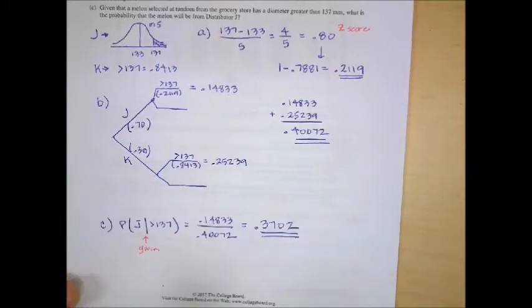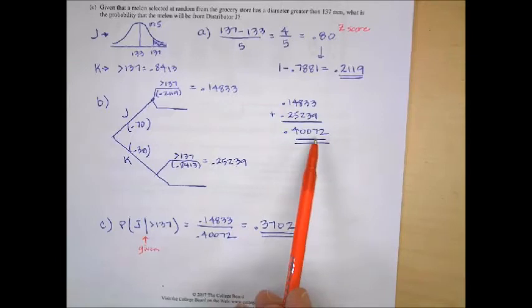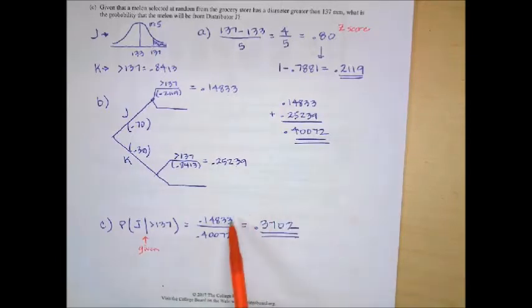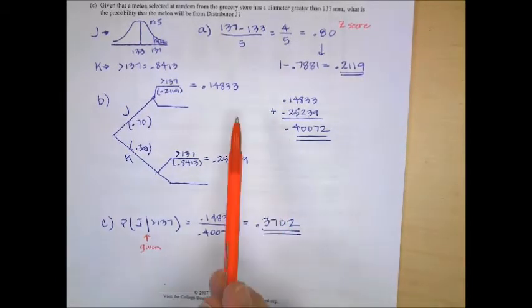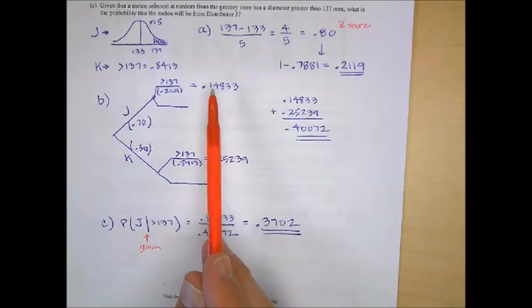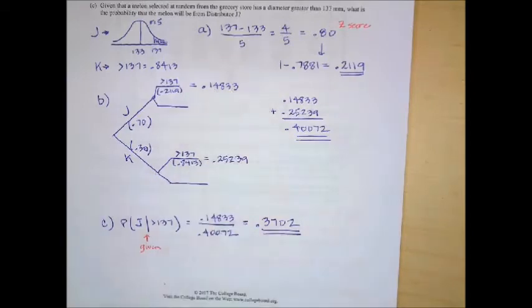This problem is simply an extension of the previous problem. We know the overall probability of the melon being greater than 137 millimeters, because that was our answer right here. So that's our denominator. Our numerator is the probability that it came from supplier J. And so that answer is 0.3702.